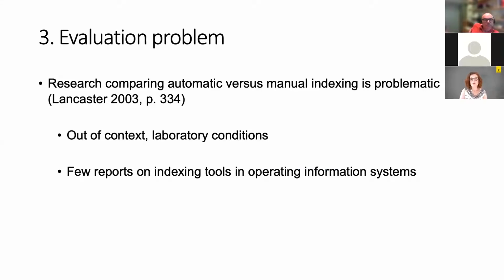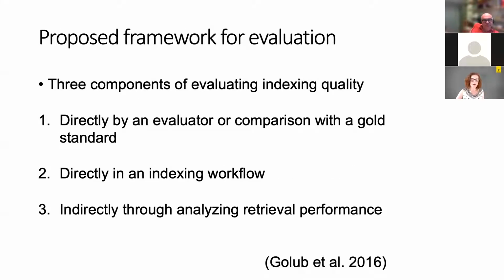But this also brings us to the problem that we already mentioned, and that's connected to evaluation. Really, research comparing automated versus manual indexing is problematic. Set 20 years ago or so, but it's still the case because still most of research is conducted out of context in laboratory conditions. As we have seen with the example of text categorization, who still conduct most of their research using these test collections. And there are very few reports on indexing tools in operating information systems. We'll come back to ways that try to address it in some way.